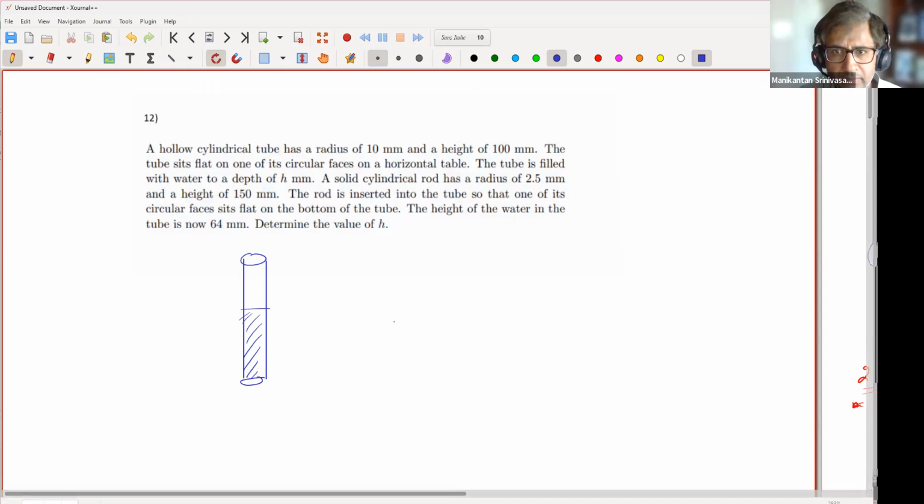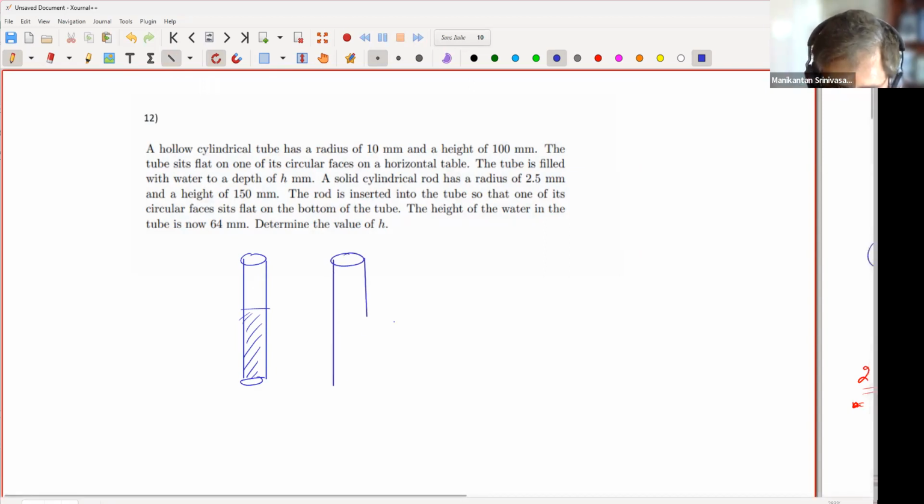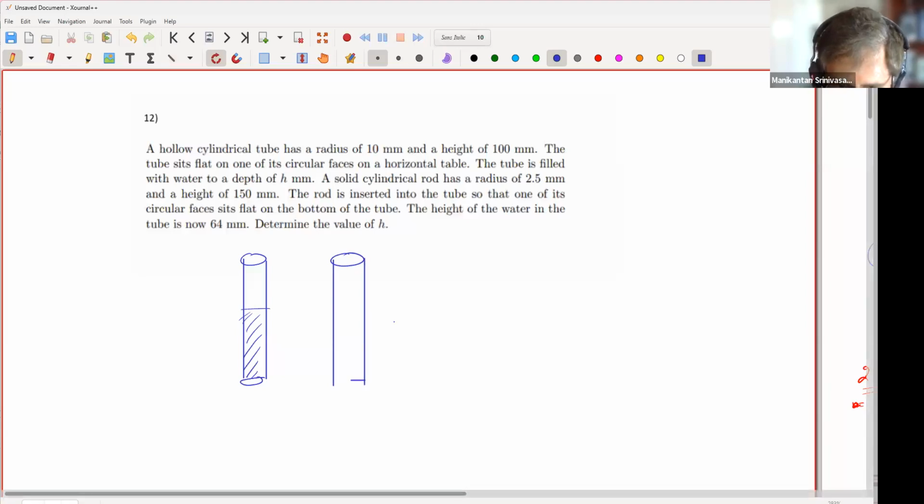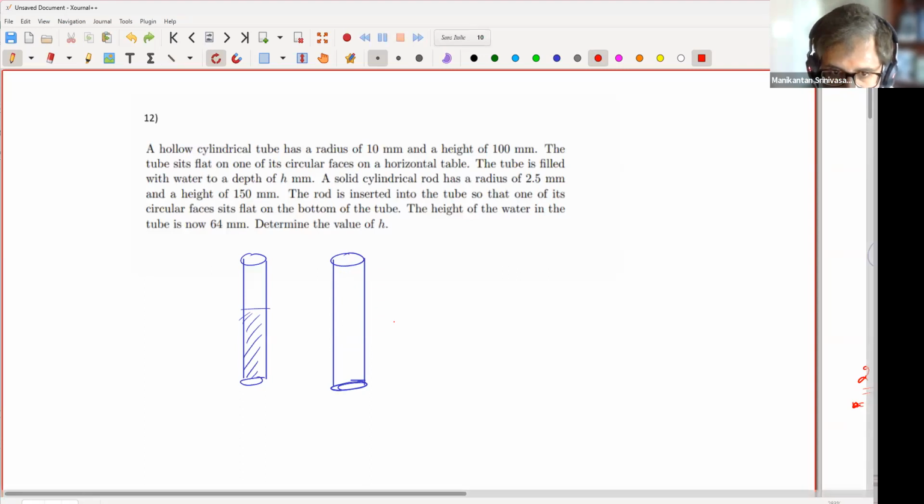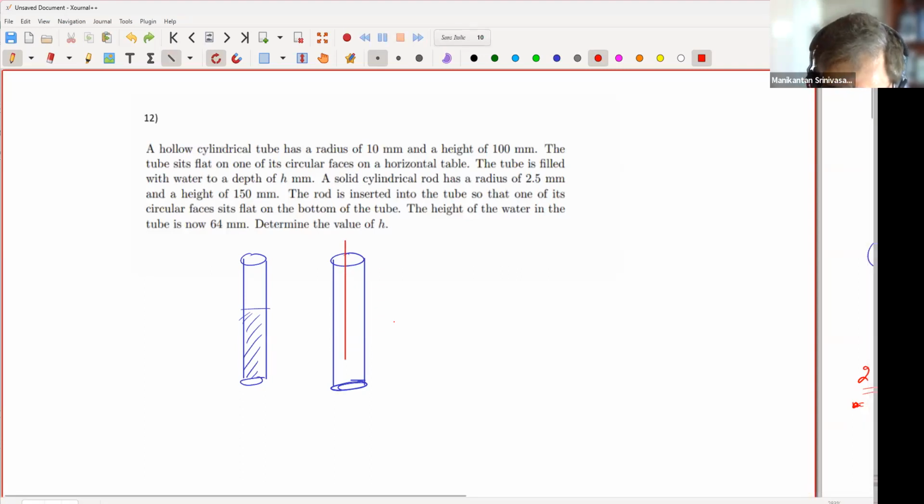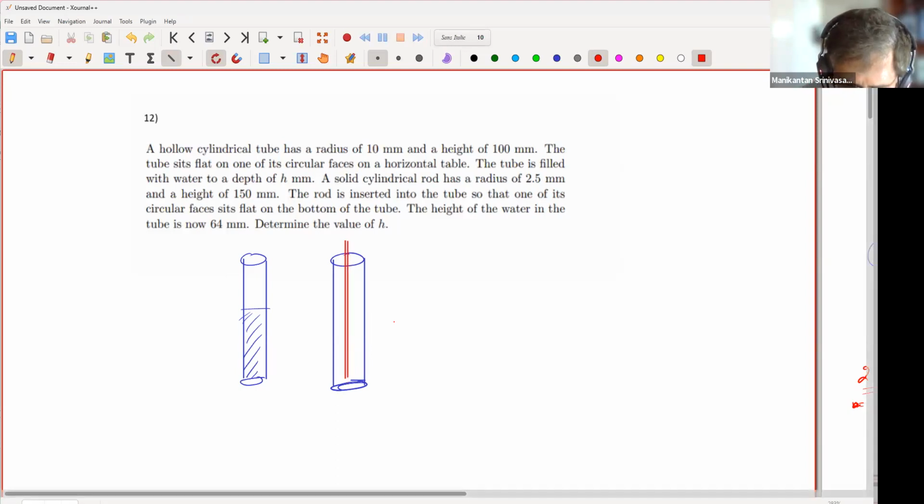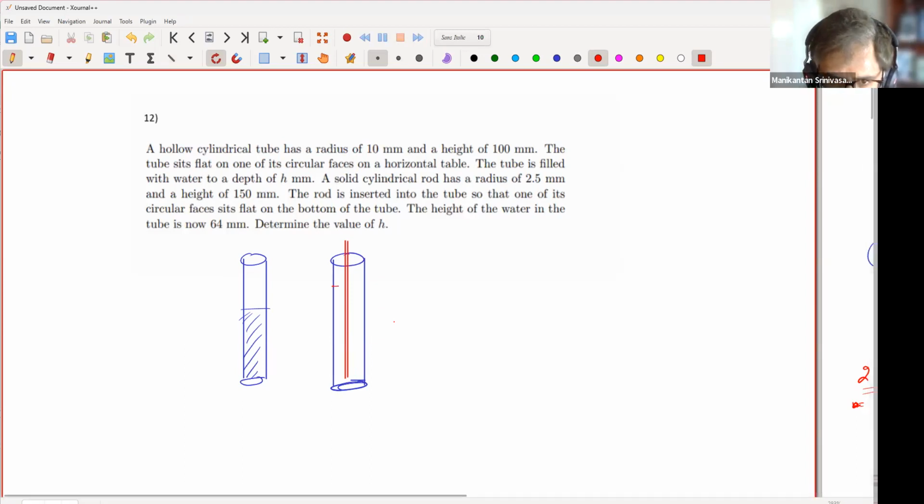And now you're dipping a rod, and then the length goes up, right? So this becomes like this. The height goes up. So you have this rod, which is thin, right? So I'll just draw a very thin rod here. Obviously, the height has gone up. So the height has gone up to here now. And this new height is 64. This height is given to be 64. And this is the h height that we have to find.